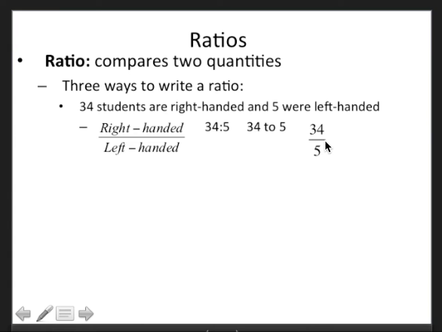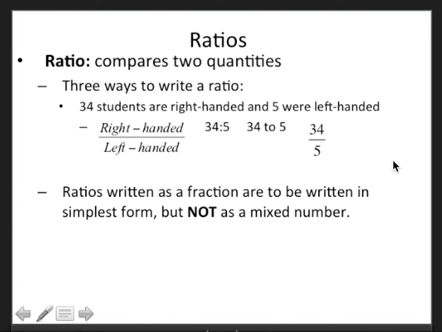Notice how these are not all labeled. Yes, labels are going to be very important, but over here, I have written right-handed to left-handed. Because it's right-handed first, then left-handed, the 34 to 5 represents right-handed to left-handed. So order and labels are going to matter. If right-handed is listed first, then the first number in the ratio is representing right-handed.